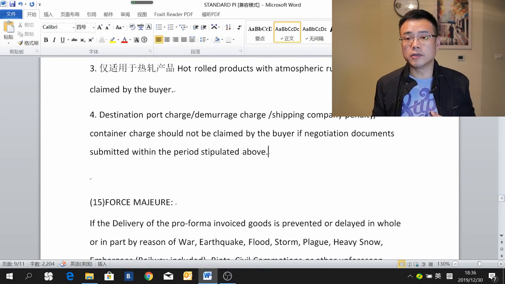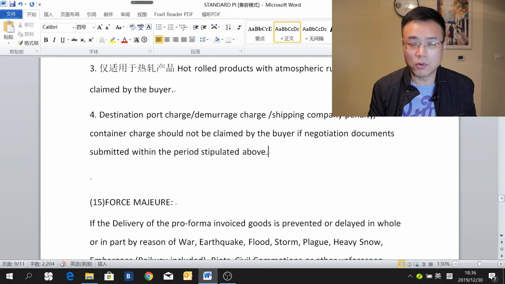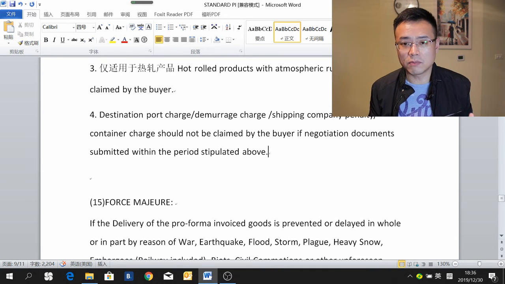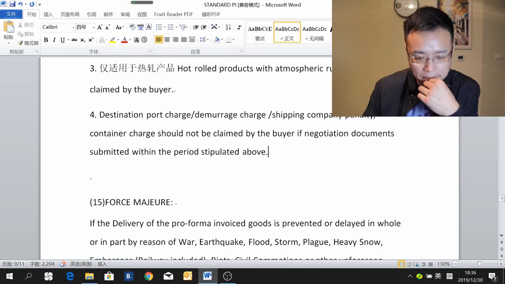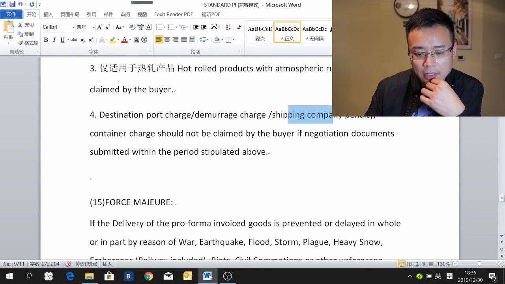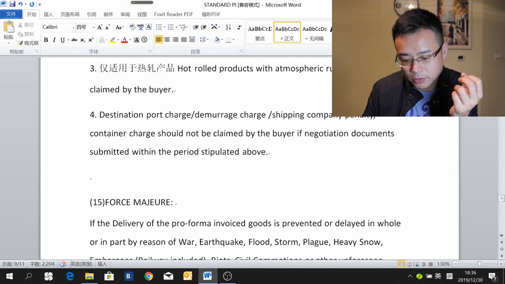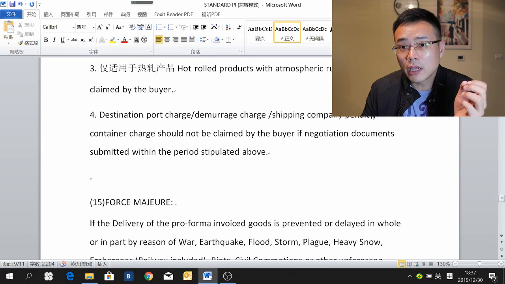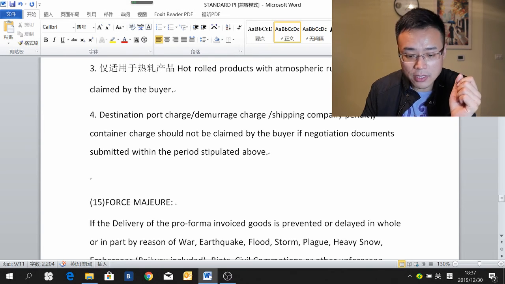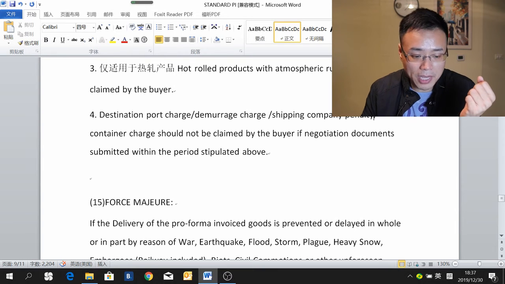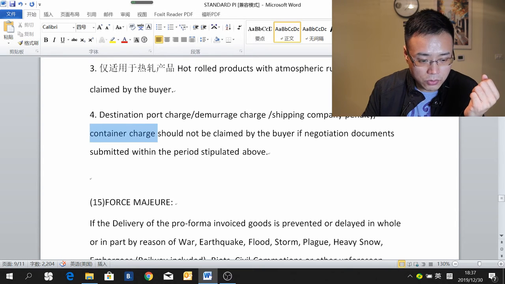Demurrage means you send the material there and then nobody clears the cargo, then the port will start to charge you a demurrage charge, which is basically a port storage penalty. Shipping company penalty normally happens on a container vessel. If the buyer cannot clear the cargo for too long and the cargo occupies the container space, then the shipping company will start to charge a penalty, which is also a container charge.